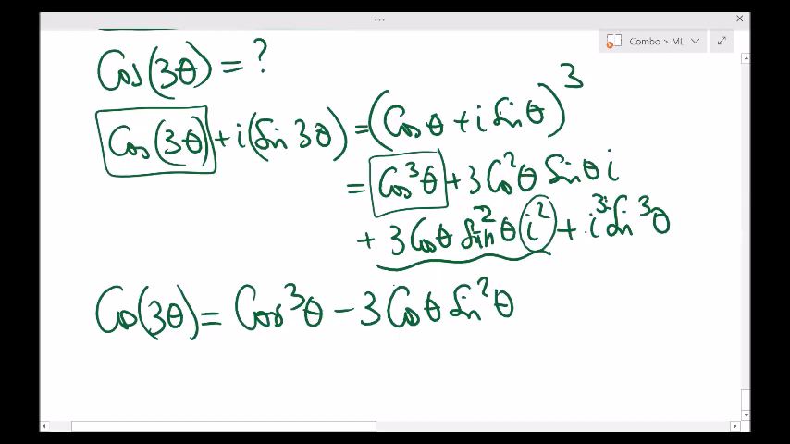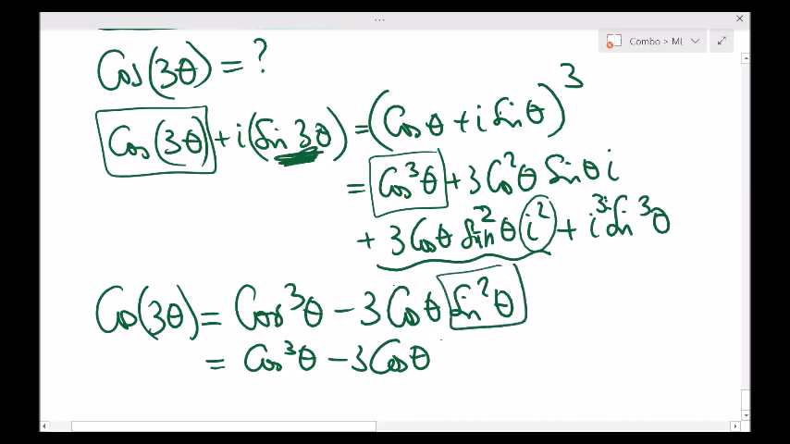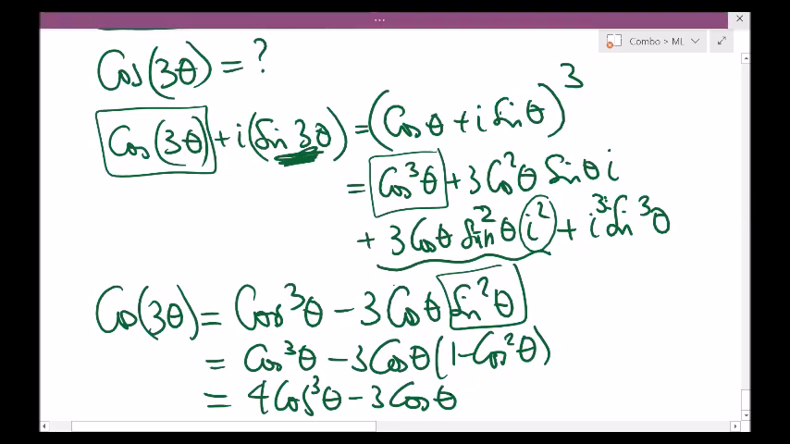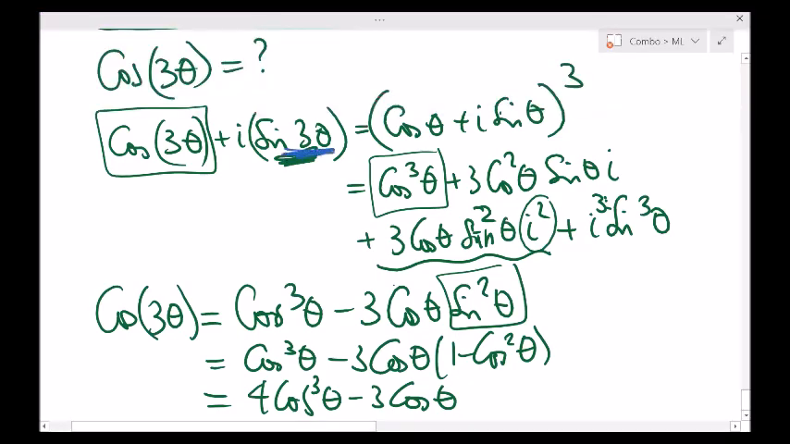The imaginary part will give you the formula for sine 3 theta. For cosine 3 theta, there you go: cosine cubed theta minus 3 cosine theta sine squared theta. And if you want to express everything in terms of cosine theta, sine squared is just 1 minus cosine squared theta. So that gives you the formula 4 cosine cubed theta minus 3 cosine theta. In a similar way, by equating the imaginary parts, you can find an expression for sine 3 theta as well, in terms of sine theta.